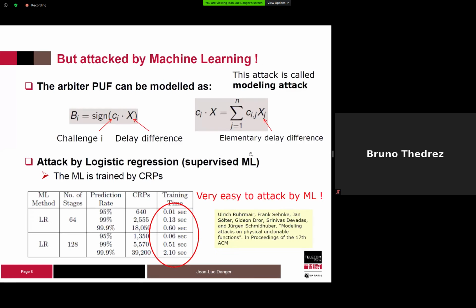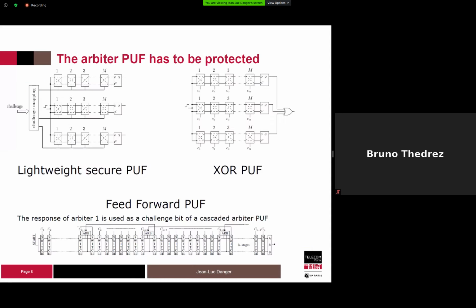But unfortunately, it is attackable by machine learning. It's easy to show that the PUF can be modeled by an almost linear model, which depends on the sum of small delay differences. And if we use, for example, logistic regression, it's very easy to attack. Okay, so in this case we have to devise a robust PUF.